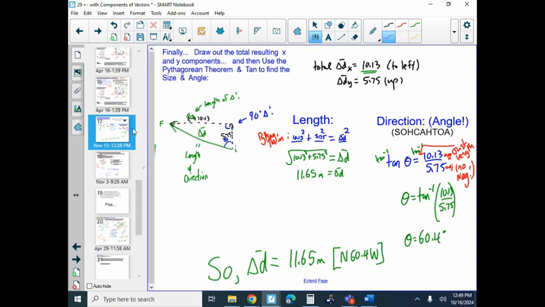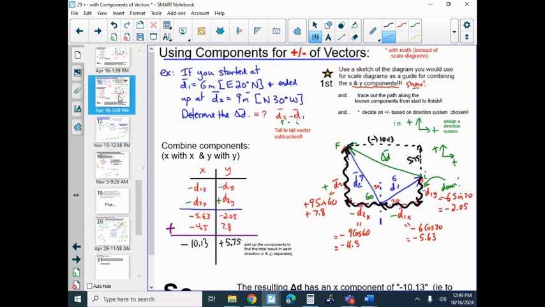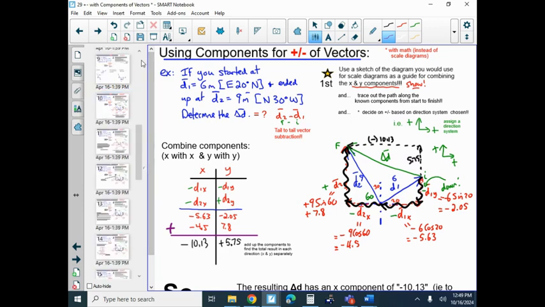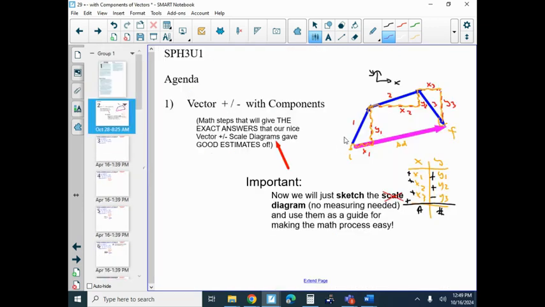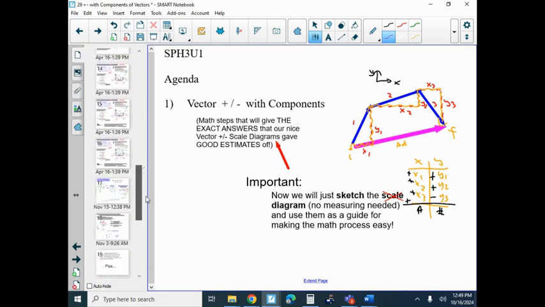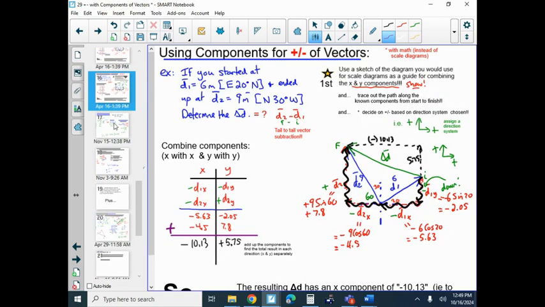What I went through there is the process you want to be able to do. The only thing that changes is what kind of setup you had for your vectors. Here we did a tail to tail because we're doing vector subtraction. At the very start, I looked at tip to tail along the way, and you add up and get your total. So tip to tail gives you addition, and tail to tail gives you subtraction.